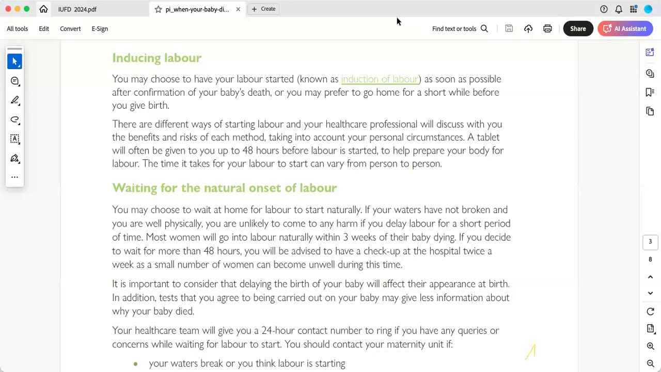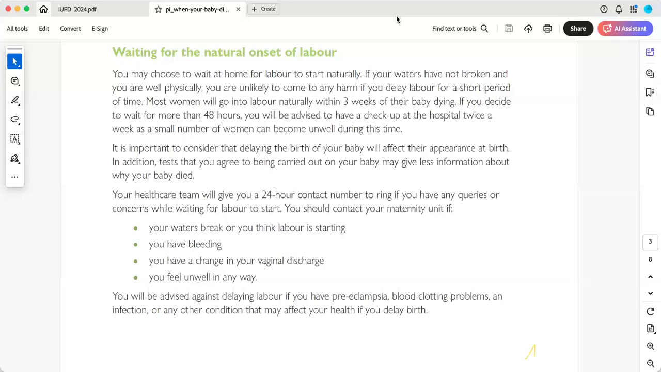So the patient might have to choose to start the labor as soon as possible after confirmation of the baby's death, okay? Or some patients may prefer to go home for a short time before giving birth. There is an option of waiting, of course, for the natural onset of labor, okay? And your patient might ask about it.